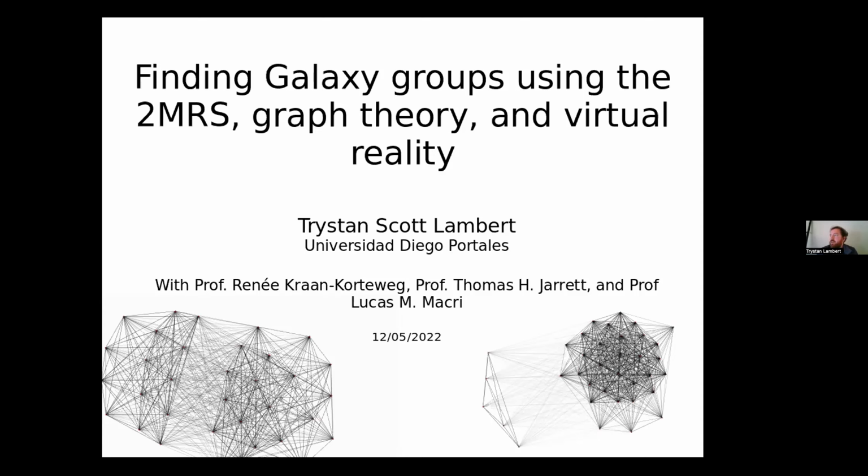I'll start by explaining what the 2MASS actually is. Then I'll speak about how we took the 2MASS and managed to find galaxy groups by modifying the well-known friends-of-friends algorithm to build a group catalog. And I'll finish off by explaining how we use these new visualization techniques to inform our process along the way, as well as our final results.